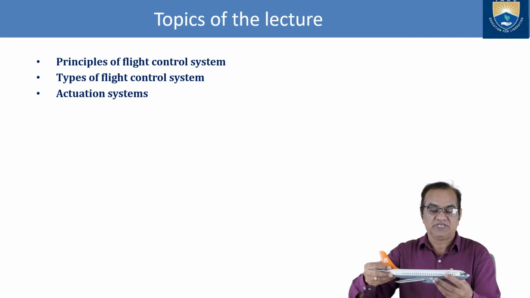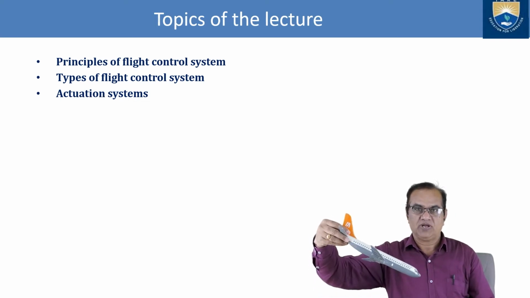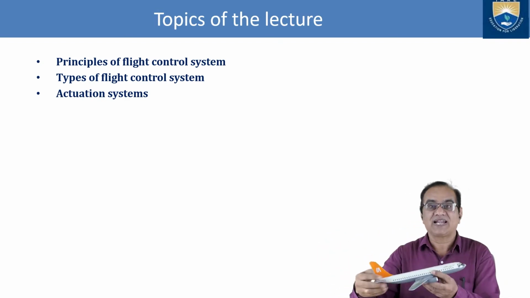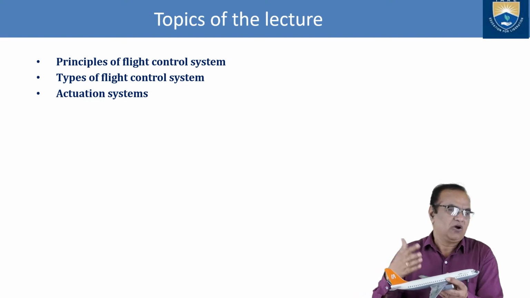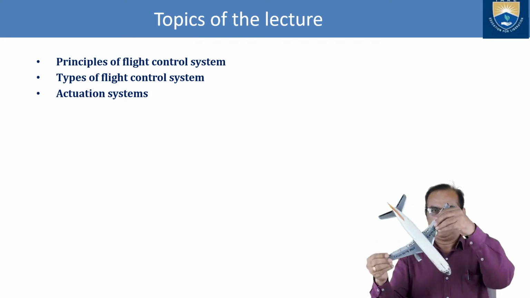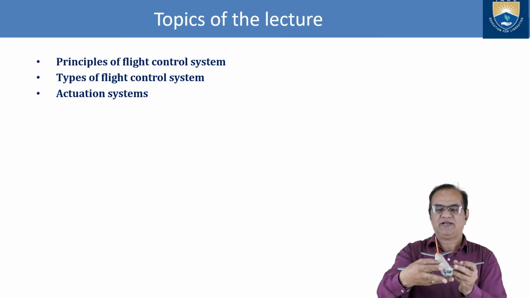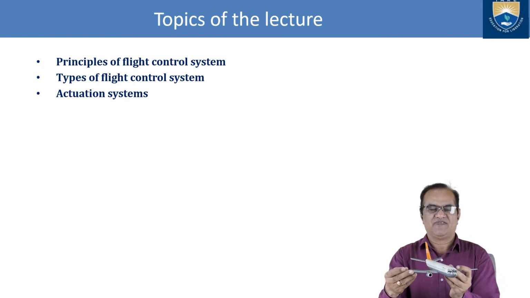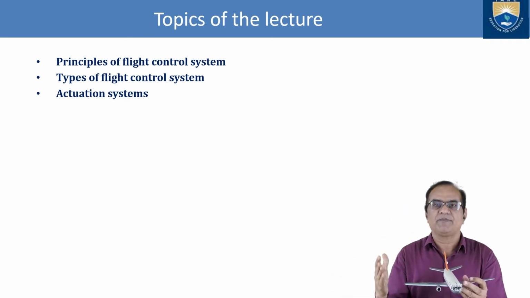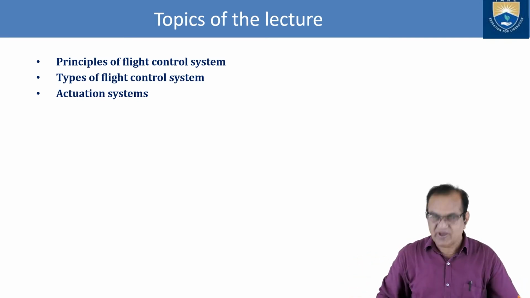So pitching means nose up or down. This is called pitch down and this is called pitch up. This pitch up and pitch down happen about the lateral axis, or the y-axis. And the yawing motion is about the vertical axis: the nose moving towards the right or towards the left. It happens with respect to the z-axis, called the yawing axis. So yaw motion happens about the yawing axis. These things I have to explain one by one.